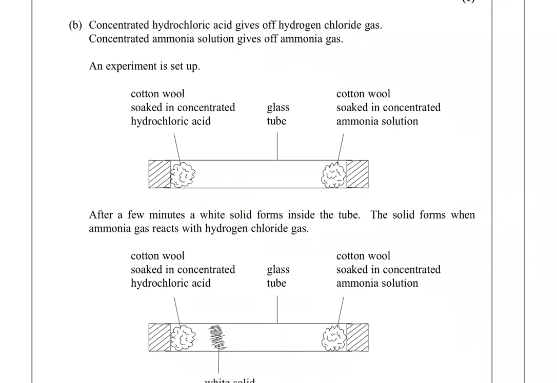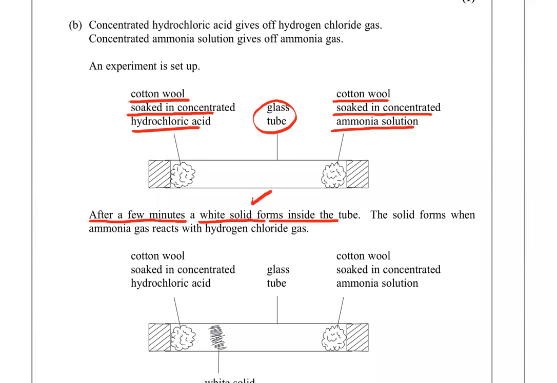Concentrated hydrochloric acid gives off hydrogen chloride gas and concentrated ammonia solution gives off ammonia gas. An experiment is set up. وراح جايب glass tube وحاطط cotton wool soaked in concentrated hydrochloric acid on the left hand side و cotton wool soaked in concentrated ammonia solution at the right hand side. After a few minutes, a white solid forms inside the tube. The solid forms when ammonia gas reacts with hydrogen chloride gas.